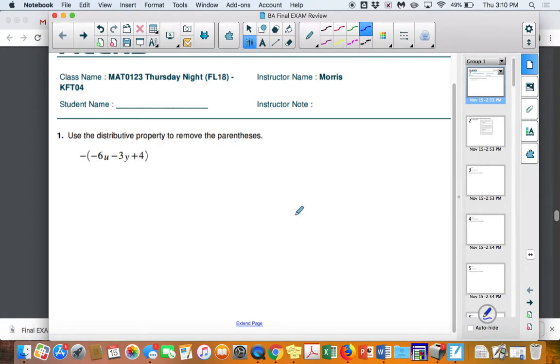Let's see here. Okay, so number one, use the distributive property to remove the parentheses. So all we're having to do is distribute this negative. So it's like you're multiplying through by -1. So -1 times -6u would be a +6u. -1 times -3y would be a +3y. And then a -1 times a 4 would be a -4. Basically, all your signs change.